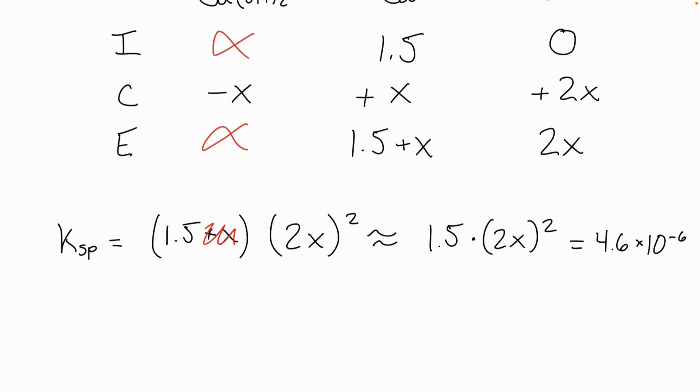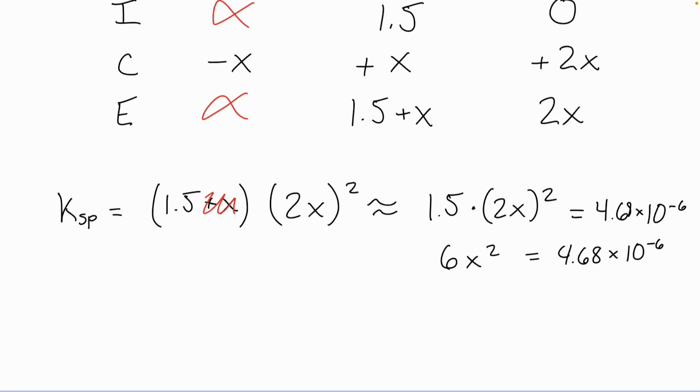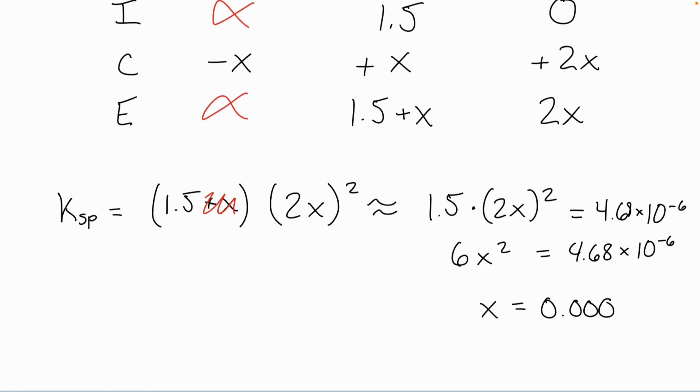Distributing that, this would be 1.5 times 4 times X squared, or 6X squared equals 4.68 times 10 to the negative 6. All right, rearrange that and solve for X. I get X is 0.000883. We'll leave it at that.